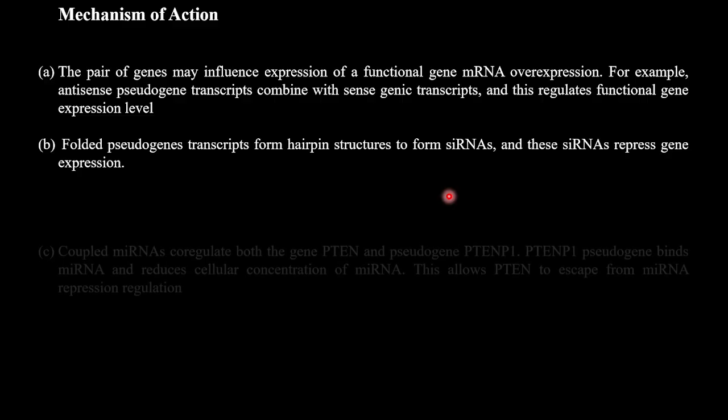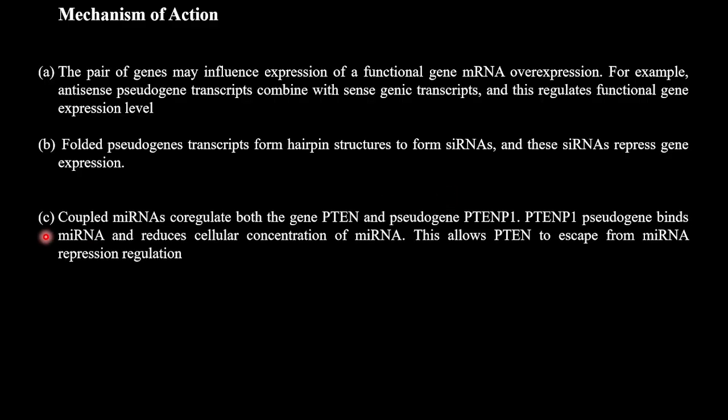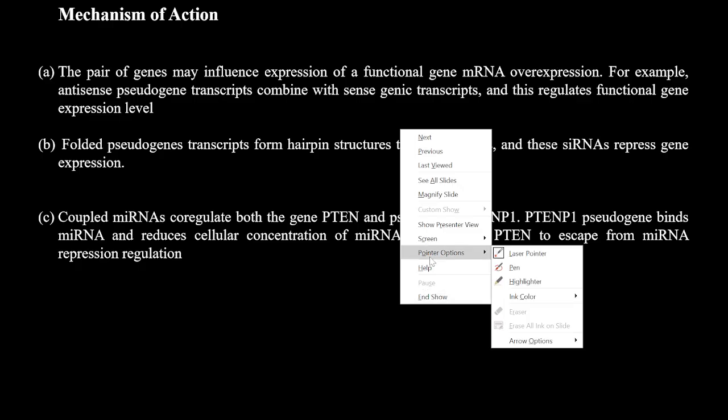Similarly, folded pseudogene transcripts form a hairpin-like structure to form siRNA, again the same thing, and these siRNA repress the gene function, gene expression. Then you can see the third one is the coupled miRNA regulating both the gene P10 and the pseudogene P10P1, which is a pseudogene. So the P10P1 pseudogene binds to this miRNA and reduces the expression of this miRNA. This allows P10 to escape from miRNA regulation.